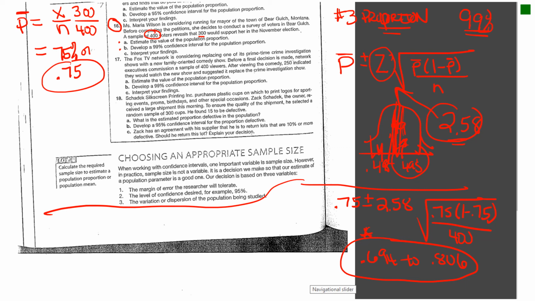Now, remember, this was 99%. They could have said 90% or 95%. The only thing that would change would be your Z value. But please note, this is a new formula, or a different formula than the sigma known and the sigma unknown scenario. But the nice thing is you are back to the Z value.